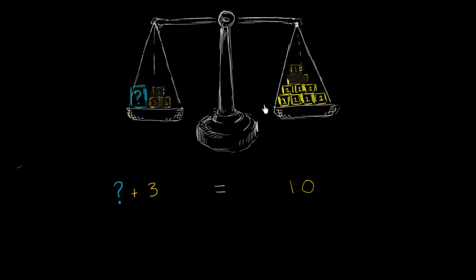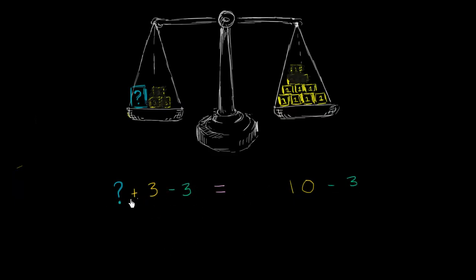So mathematically, we'll do the exact same thing over here. We will remove 3, not from one side. If we remove 3 from one side, then it wouldn't be equal anymore. We need to remove 3 from both sides. So we need to subtract 3 from both sides of this equation in order to keep the scale balanced.